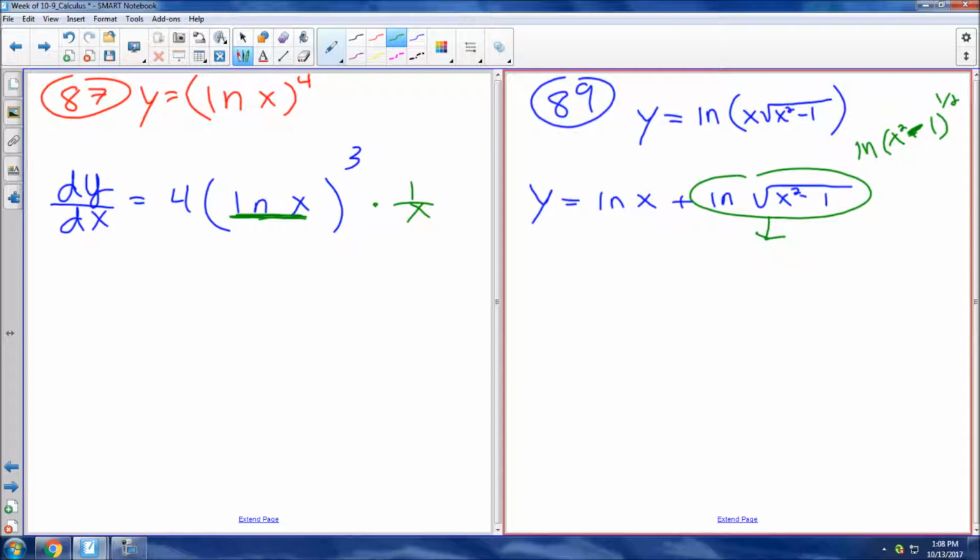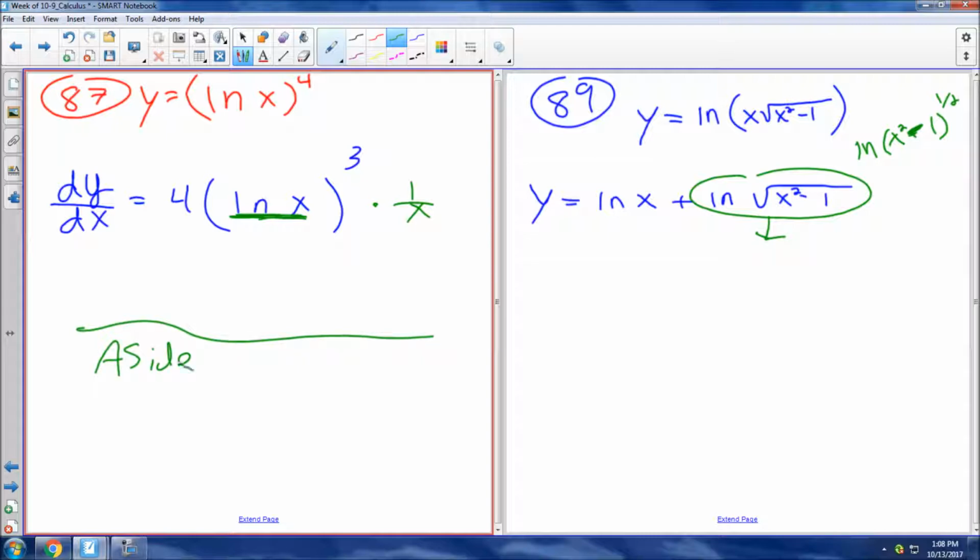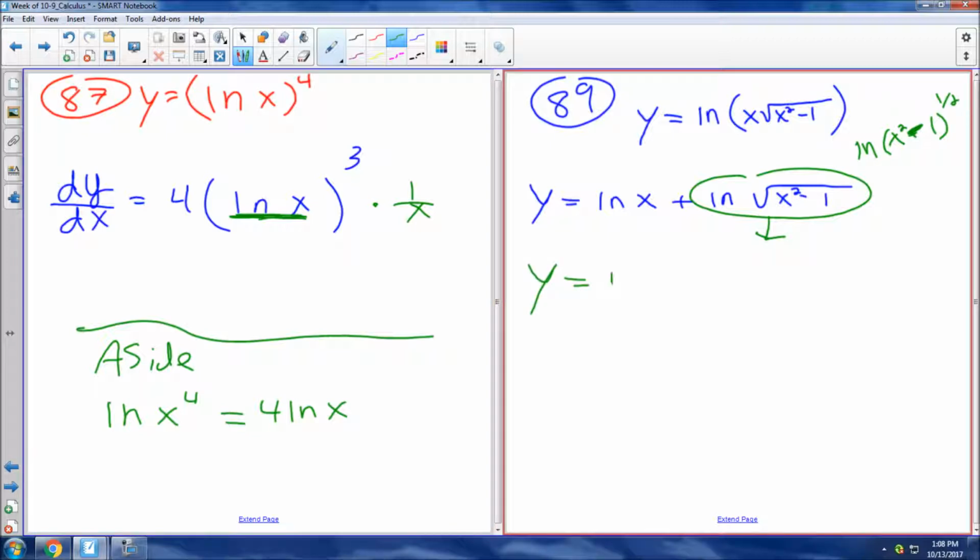Remember that property? If you have ln of x to the 4th, let me just show you over here, this is an aside. ln of x to the 4th is equal to 4 ln of x. It's actually not calculus, that's pre-calculus. So ln of x to the 4th is the same as 4 ln of x. So 1/2 ln of that is the same thing. Isn't that like finding the derivative? Not yet. It's very similar, but it is not finding the derivative. It's just changing around by normal algebra or pre-calc. No calculus has happened to this point.